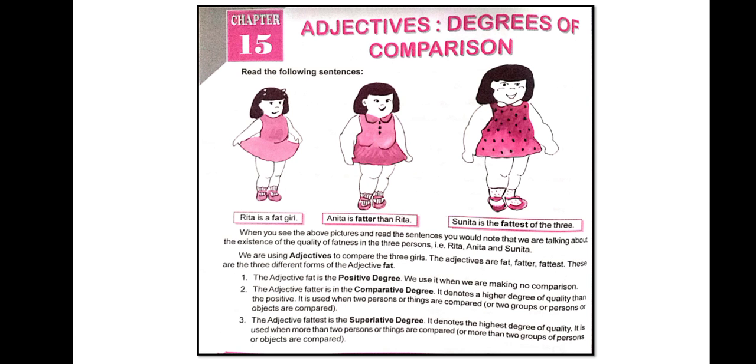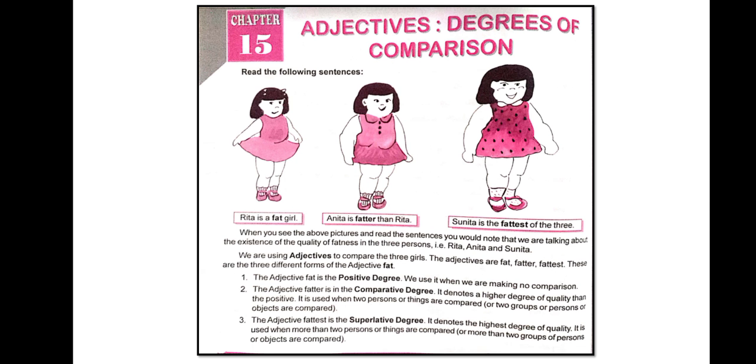So when you see the above picture and read the sentences, you should note that we are talking about the existence of the quality of fatness in these three persons. For example, here we have the names Rita, Anita and Sunita. Now here we are using adjectives to compare the three girls, right? The adjectives are fat, fatter, fattest. So here we have used the adjective fat and we have used that to compare fatter and fattest.